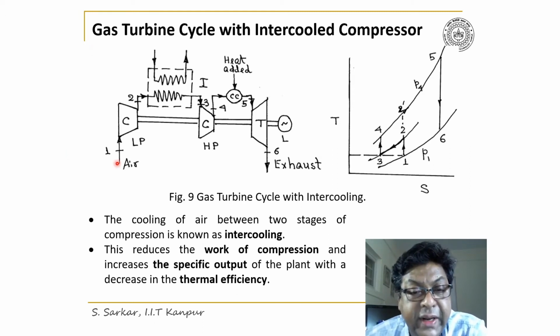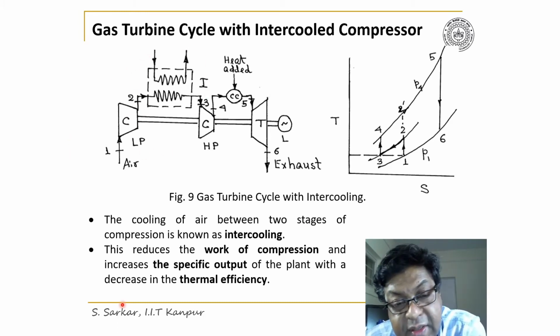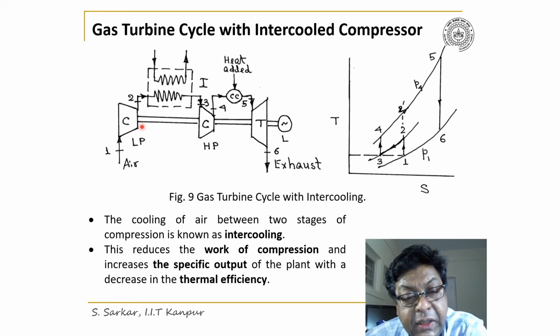What has been done here is that the compression process has been divided into two compressors. One is denoted by LP compressor, that's the low pressure compressor. Another is the HP compressor, the high pressure compressor. And in between the two compressors, an intercooler is provided. That means the compressed air is cooled by some heat sink.